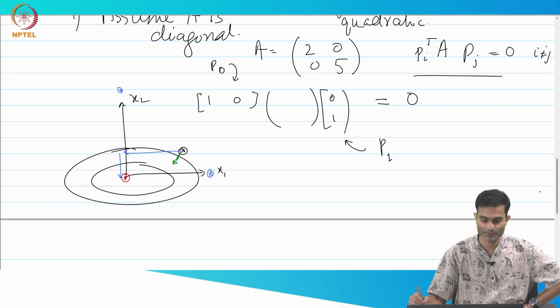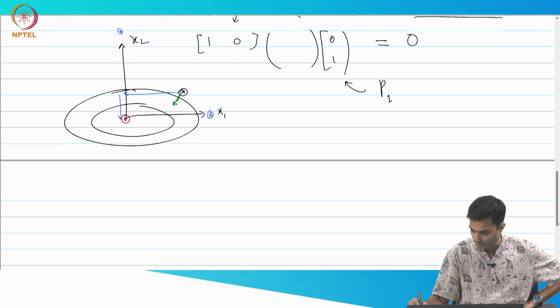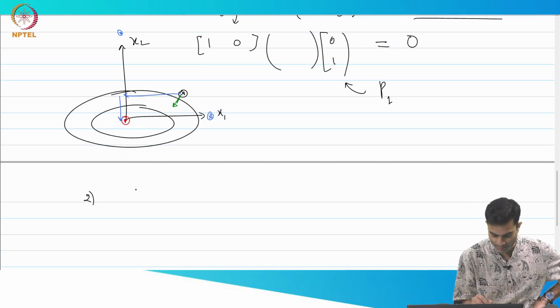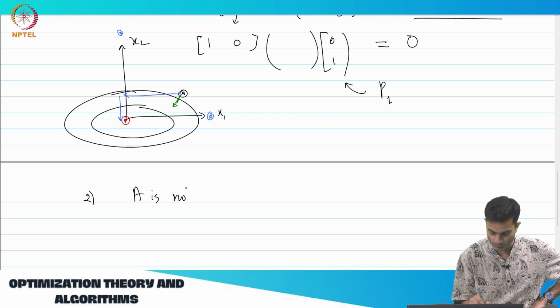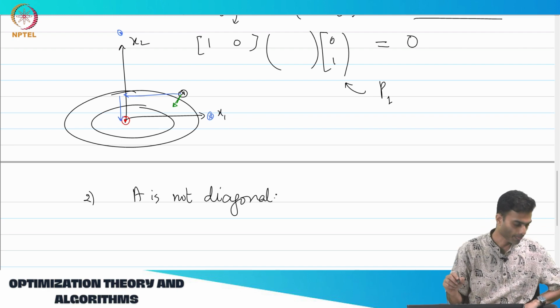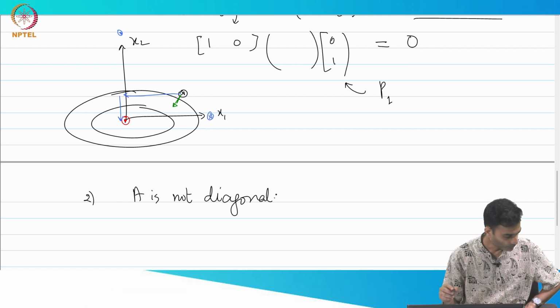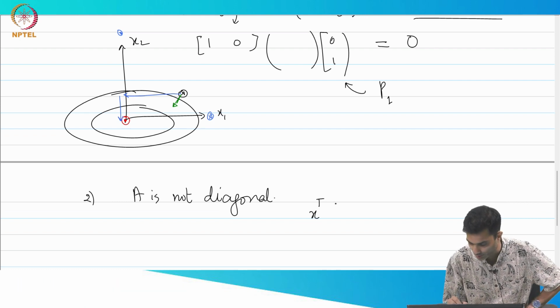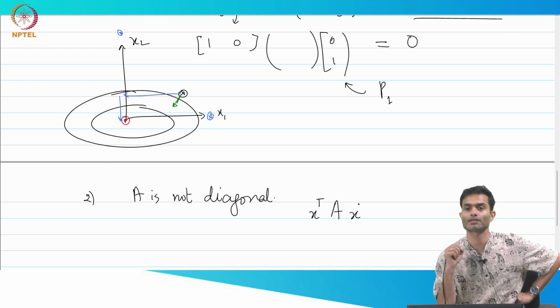The other case, which is quite simple to understand, is when A is non-diagonal. We also did this with, yes, question.